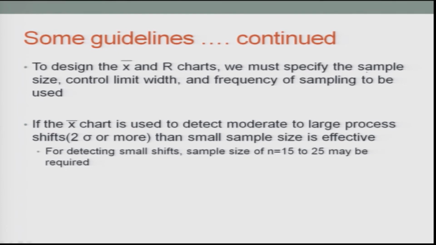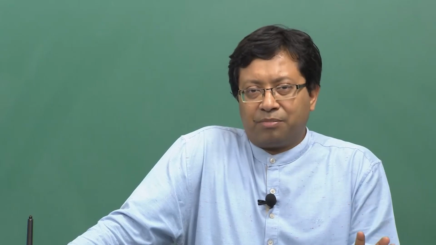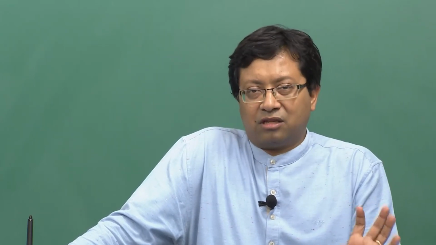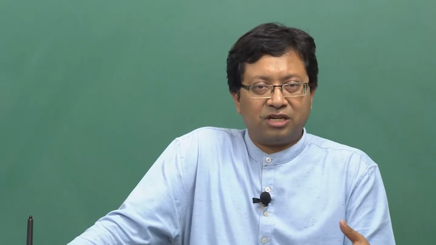Some guidelines, as I was saying, to design the X bar and R charts: we must specify the sample size, control limits, widths, and the frequency of sampling. So, whether it is weekly, monthly, hourly, or based on seconds, that will be decided beforehand. We will also decide the number of observations in each sample, and consider the number of samples. It has been mentioned it should be 25 or more. We will try to understand that also and keep that in mind.